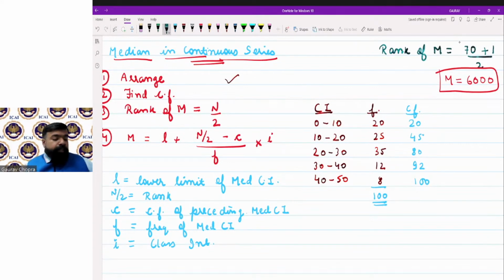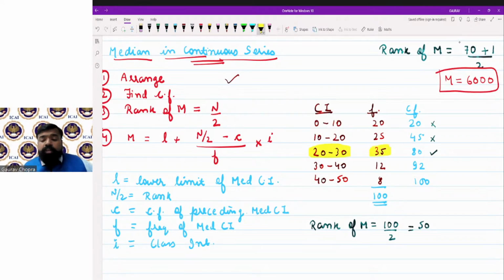Now, what is the next step? The next step is to calculate the rank of median. It will be n upon 2. So 100 upon 2 is 50. Now we have to see in which CF this 50 is located. 20 is not possible, 45 is less than 50, not possible, 80, yes. So it is covered in 80, and the class interval will be 20 to 30. This is the median class interval.